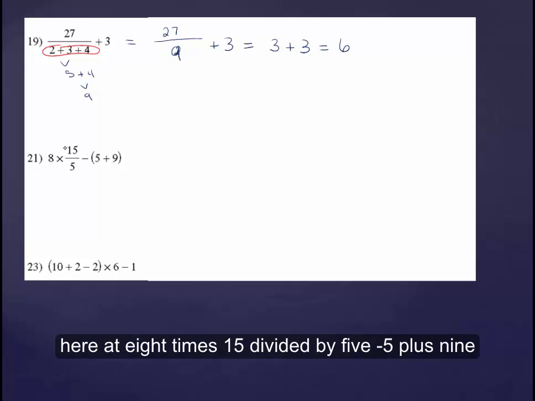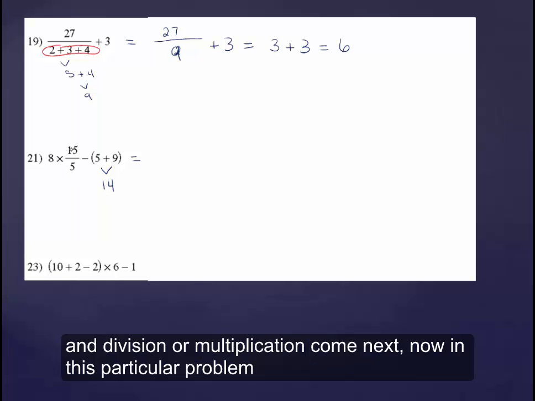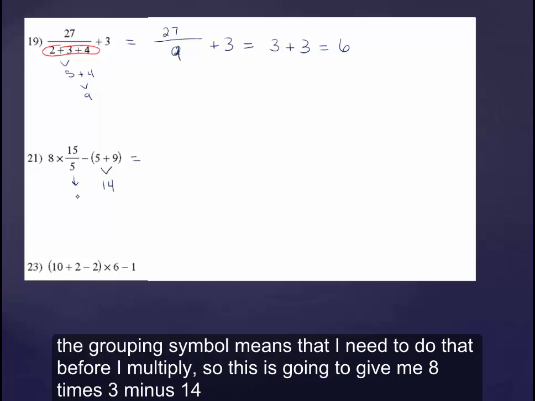Here I have 8 times 15 divided by 5 minus 5 plus 9. Parentheses come first, so that's going to give me 14. And then division and multiplication come next. Now in this particular problem, you're going, oh, division and multiplication have the same weight, so I have to multiply then divide, but this is a grouping symbol.